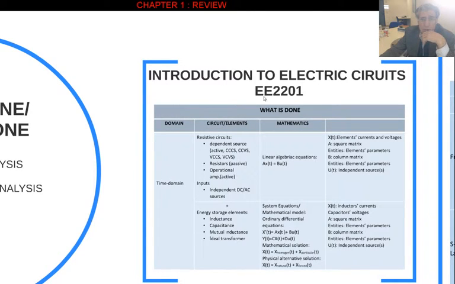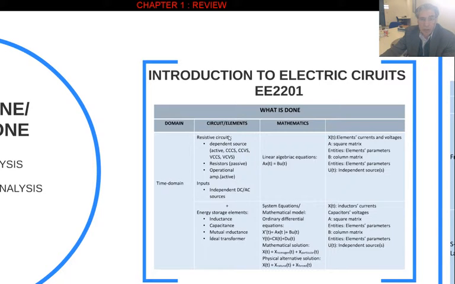Introduction to Electric Circuits, EE 2201: time domain, circuit elements, resistive elements. For energy storage element included circuits, our equations are linear algebraic equations, and the terms are explained here. Let's say x(t) is all the elements' currents and voltages, and u(t) is the inputs or the independent sources. The A and B matrices include the parameters that we have seen in the definition relations of the elements. So these are linear algebraic equations in order to analyze these circuits in the time domain.